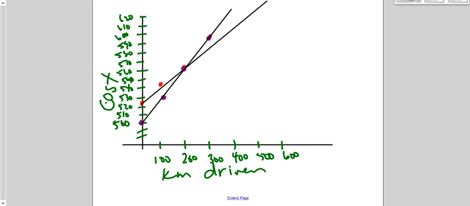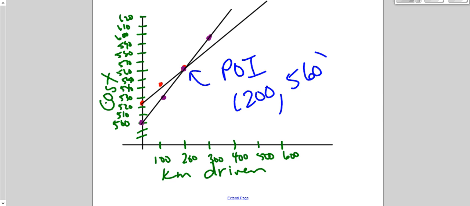And then lo and behold, we have this point of intersection right here. And it looks like that happens at 200, 560. Oh, but that's off by a little bit. It has to be, because that's actually 565. So it's somewhere around there. Again, with the graphing, it gets to be such a pain because it's not exact, but that's pretty close. Maybe it's like 562. Anyways, okay.